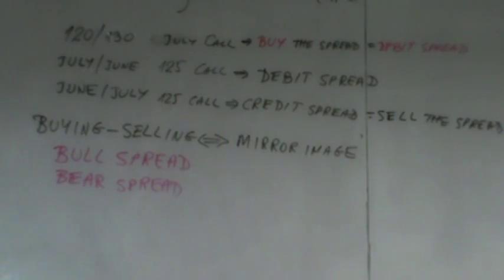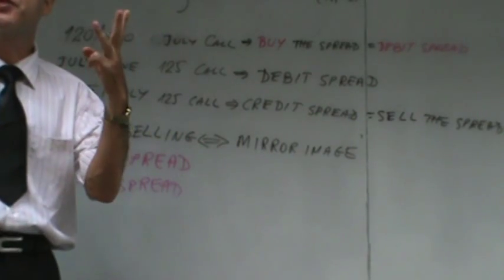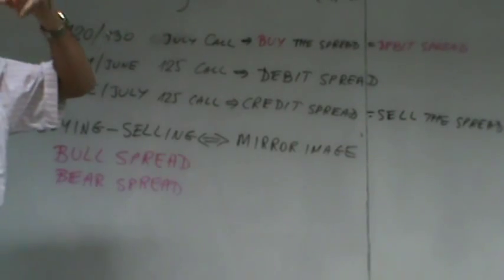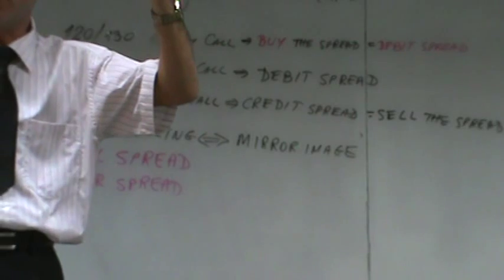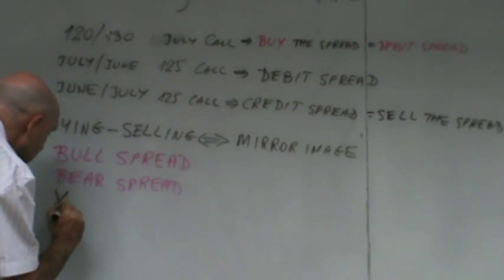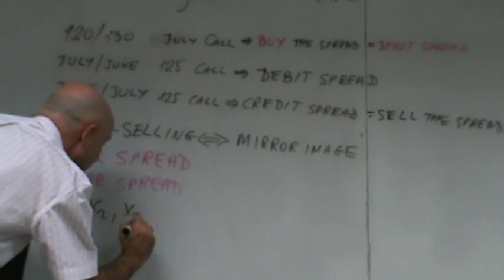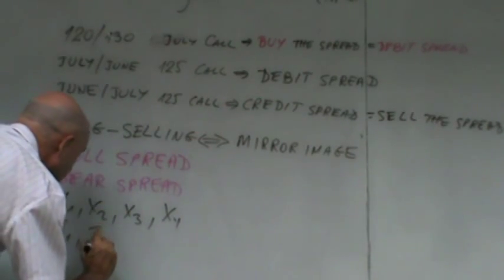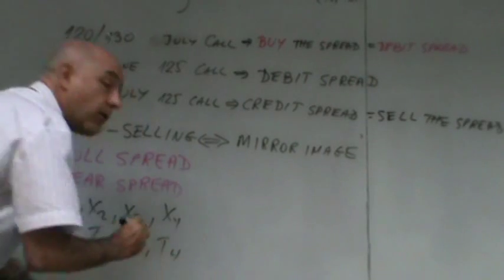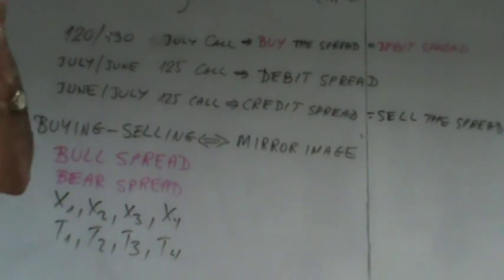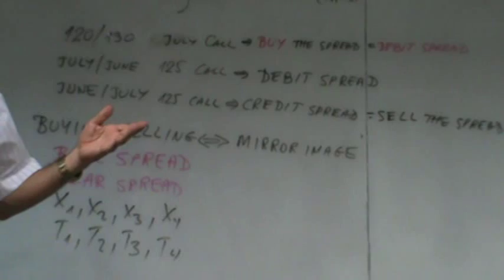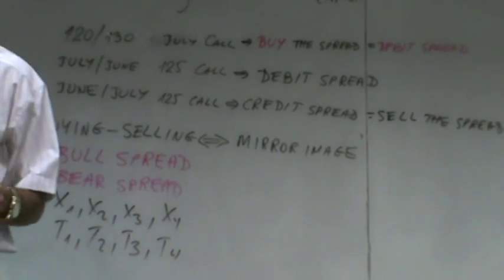There is a possibility that instead of two, you may have three options or four options. Right now spreads have only two options, a long and a short, but it's possible to have three or four options. If that's the case, you're going to have strikes at X1, X2, X3, X4. You may have time one, time two, time three, time four, and so on. So if it's two options, you're going to have two times or two strikes. If it's three, you may have three. If it's four, you may have four. In these spreads, we use only two.